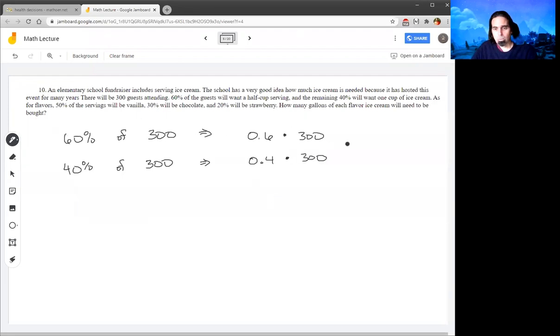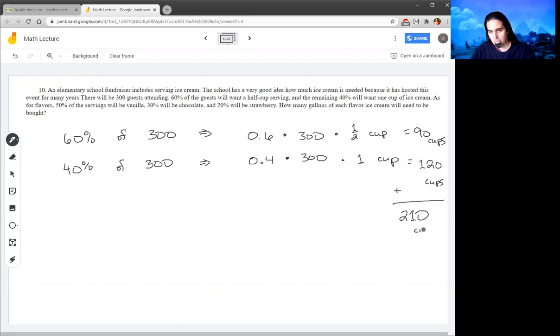These 60% of the people, then we're going to want only half a cup of ice cream, whereas the 40% want a whole cup. So what is that? 0.6 times 300 divided by 2, so that's 90 cups. The 0.4 times 300 is 120 cups. So overall, we're going to shop for 210 cups of ice cream.